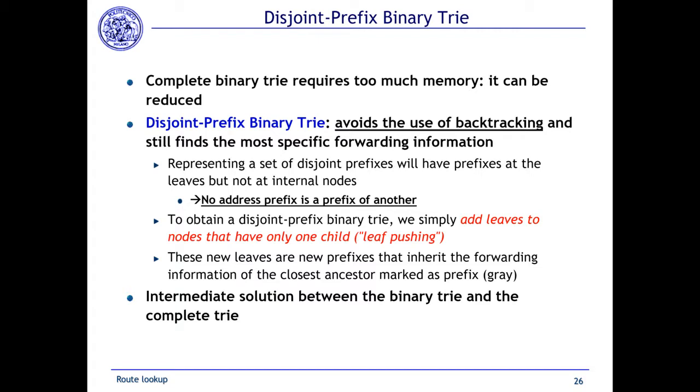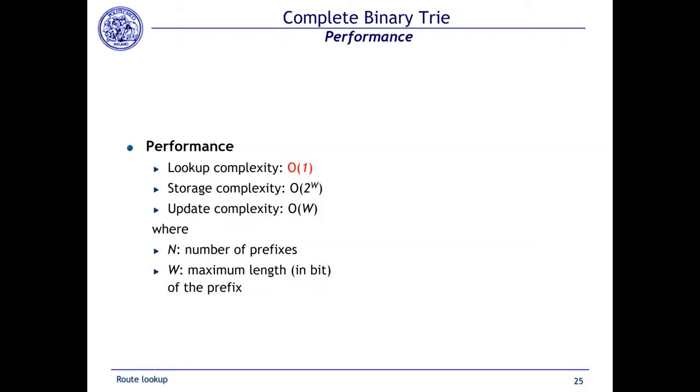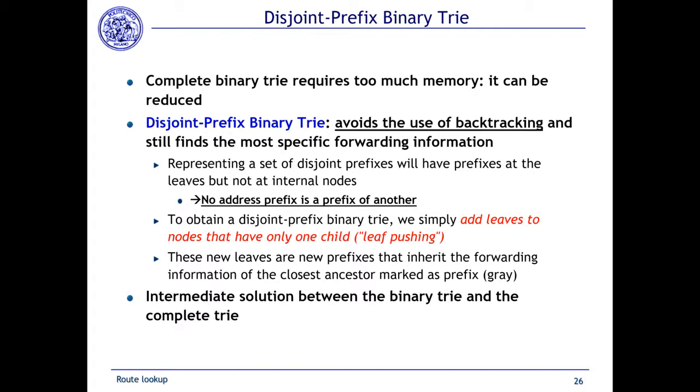So this is basically the complete binary tree. Now there is another case that is the disjoint binary tree, that is something in between. It's a compromise. It is better than the original binary trie, because you can avoid the use of backtracking, and in terms of memory occupation it is similar to the binary trie. What is the procedure in order to build a disjoint prefix binary tree?